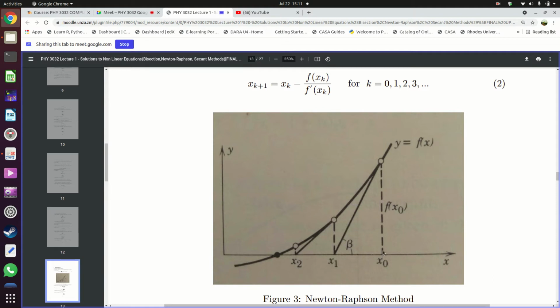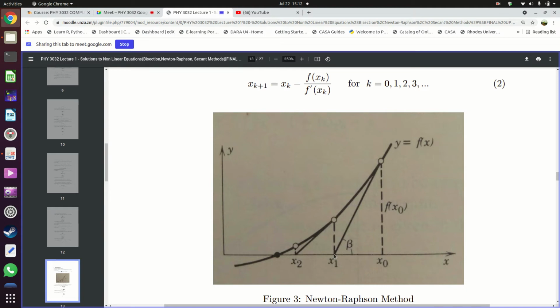Then at x0, I draw this dashed line here. This dashed line meets my function f of x at this particular point. At this point where the dashed line meets your f of x, that is the value of the function at x0. Then at this particular point, you draw a tangent, which is this tangent which you have here. You extend this tangent until it crosses the x-axis at x1.